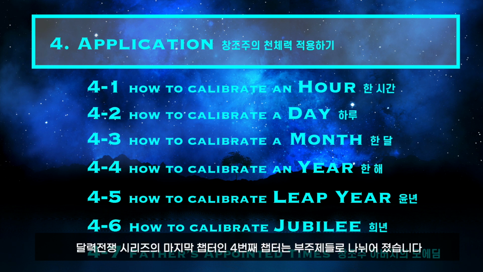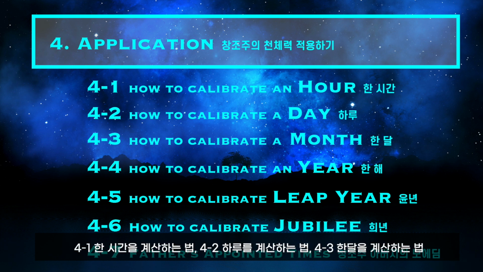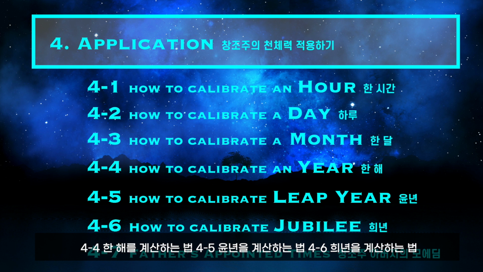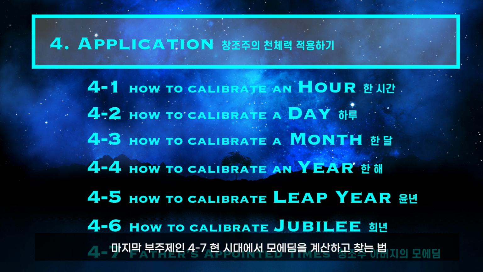This chapter has been segmented into subcategories. First is how to calibrate 1 hour. Second, how to calibrate 1 day. Third, how to calibrate 1 month. Fourth, how to calibrate 1 year. Fifth, how to calibrate leap years. Sixth, how to calibrate jubilees. And finally, the last subtopic is how to find Father's appointed times in today's time and setting.